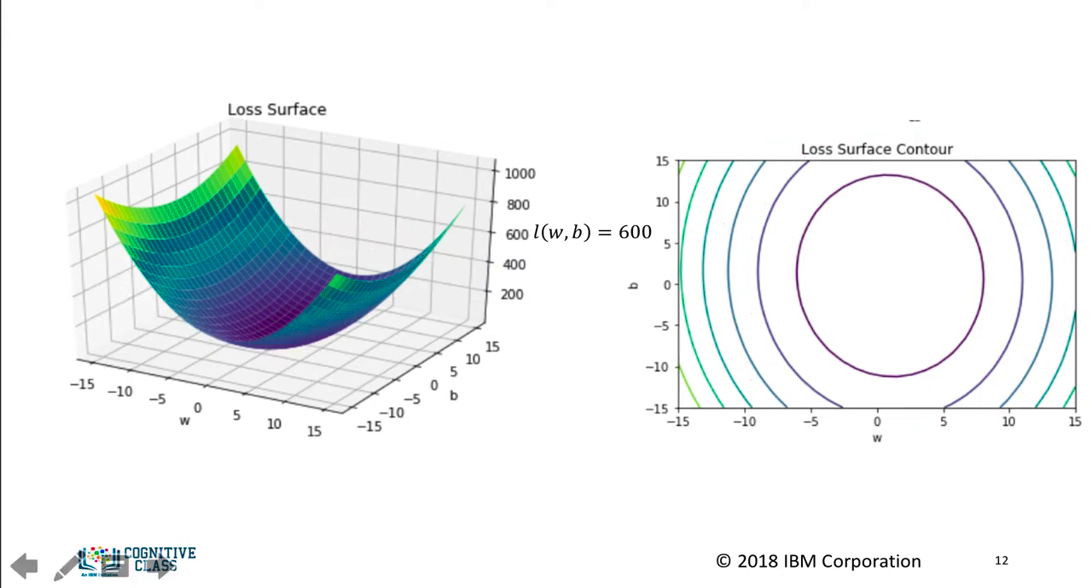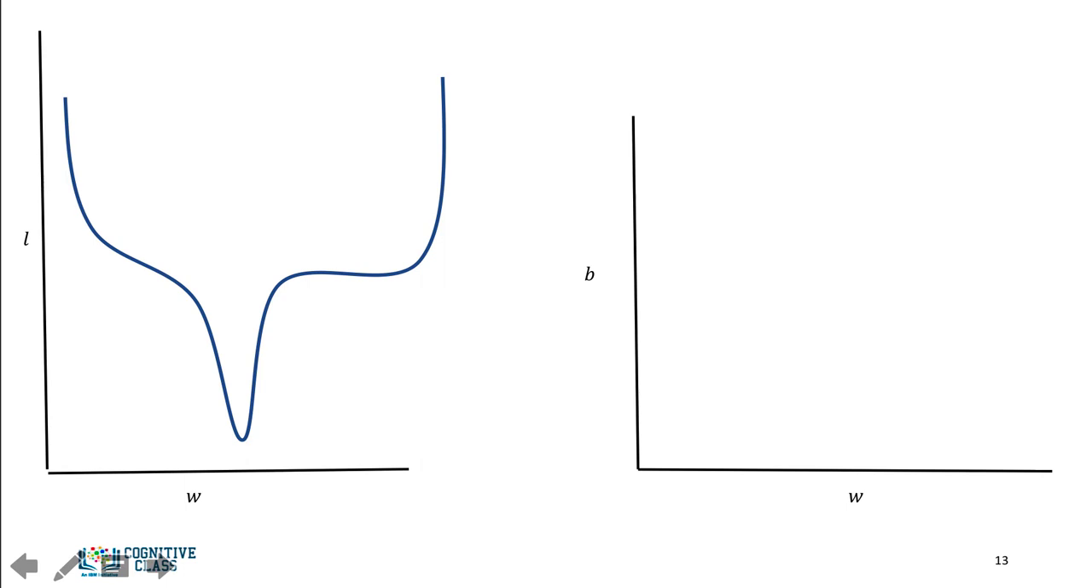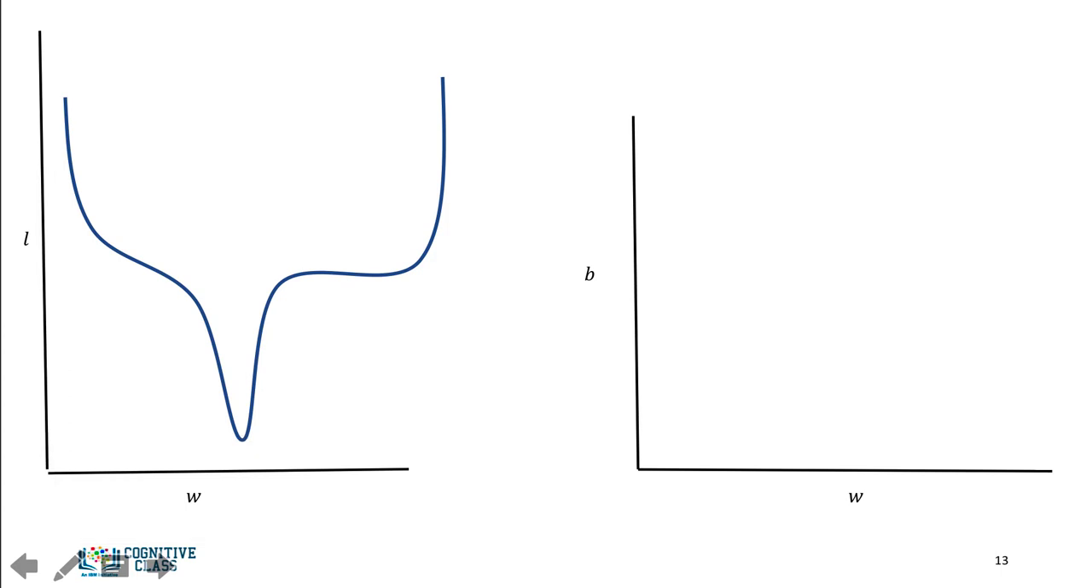To get a better idea of how our contour works, let's take a vertical slice of the curve at b equals 0. The result is a function of our slope. Let's take a look at this function from the following view. The following curve is a horizontal slice of our surface. It can be thought of as a function of our parameter w. Let's see what happens when we take some arbitrary cuts.